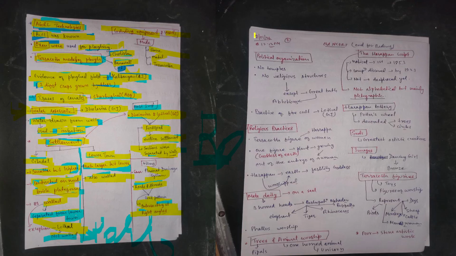Now let us see the next, political organization. There was no evidence of temples, no religious structures. The exception is the Great Bath, which was used for ablution. The practice of fire cult was prevalent in Lothal.